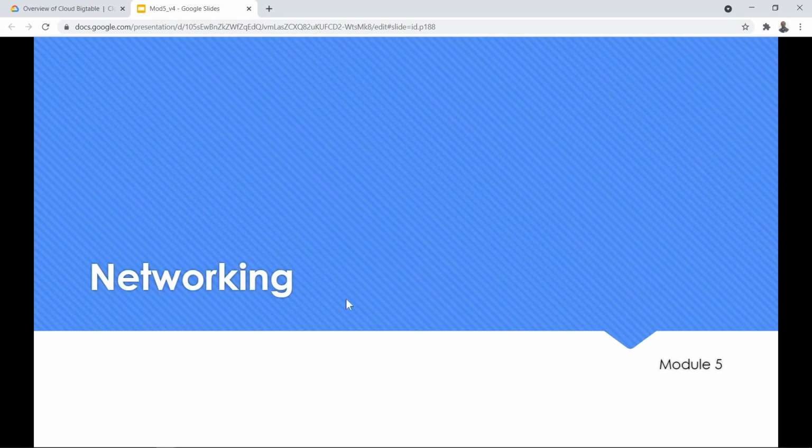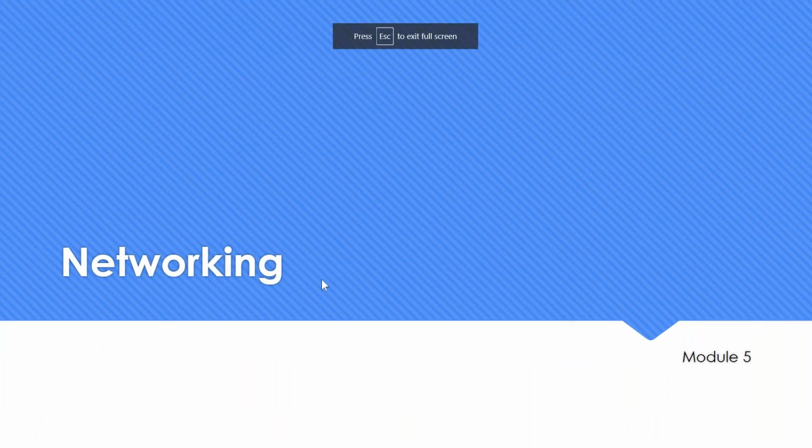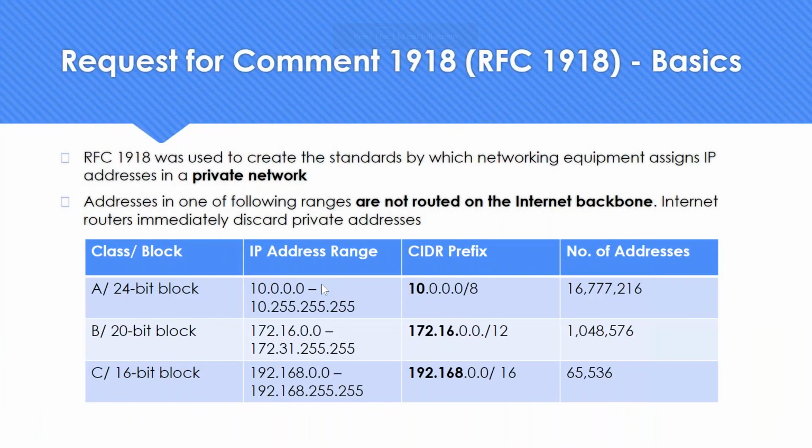Now let's go to the networking part. We just understood yesterday what the Request for Comments 1918 standard is all about. It is basically all about internal IP addresses or private IP addresses.